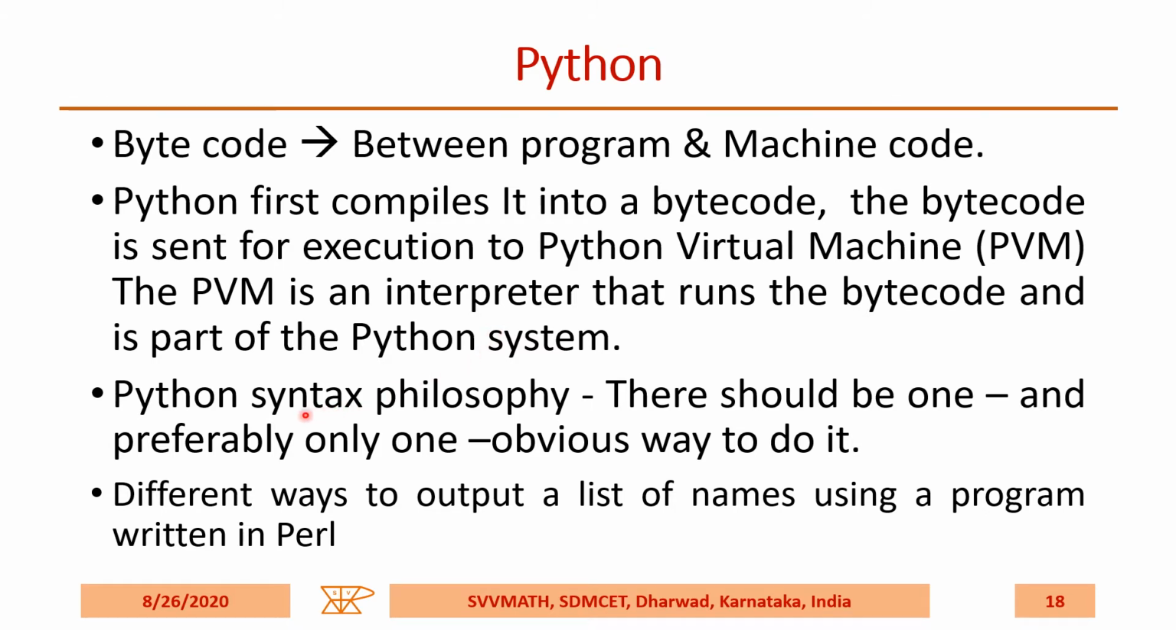Python syntax philosophy is what? There should be one and preferably only one obvious way to do it. Why do they say this? For example, if you take the Perl language, there are different ways to output a list of names. But in Python, we have one way. But in Perl, many are there. That is why they say this particular line.